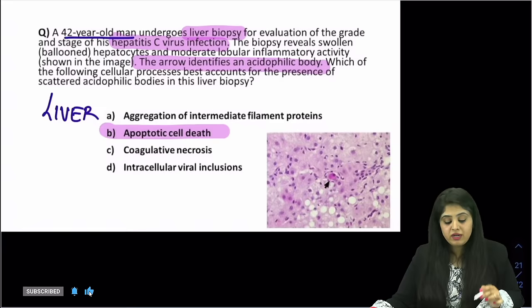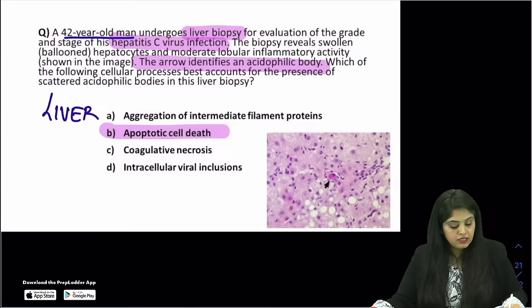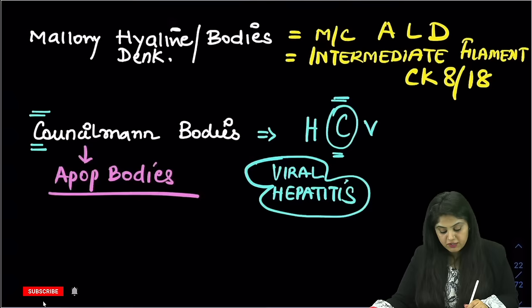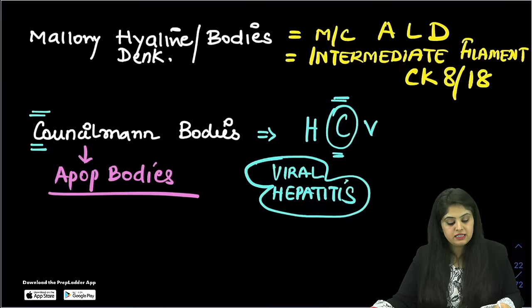But you don't have to get confused, because if you had a classical hepatitis C virus case, C means you were thinking of Councilman bodies, and for Councilman bodies you had to pick apoptosis only. If it would have been an alcoholism case, you would have thought of Mallory Hyaline, and from Mallory Hyaline you would have thought of intermediate filament proteins. And which intermediate filament? Very important, cytokeratin 8 and 18. This is their all-time favorite question, CK8 and 18 for Mallory Hyaline or Denk bodies. Okay, so this is done.